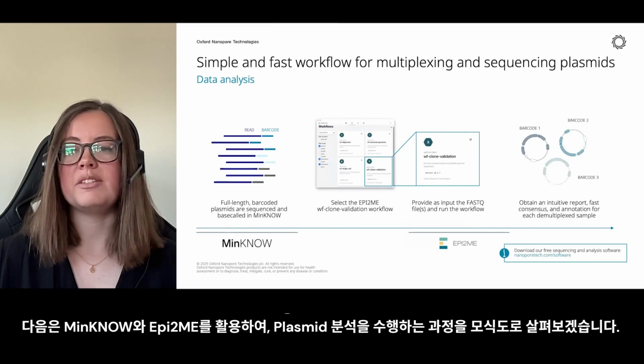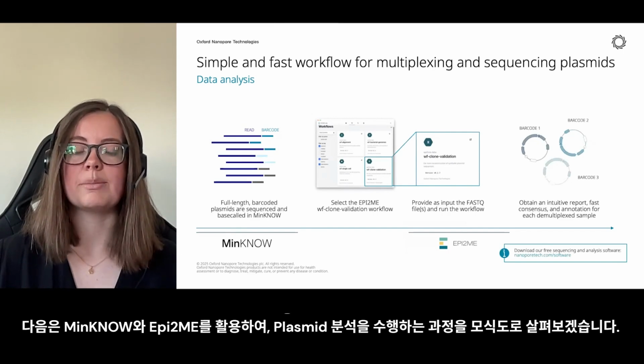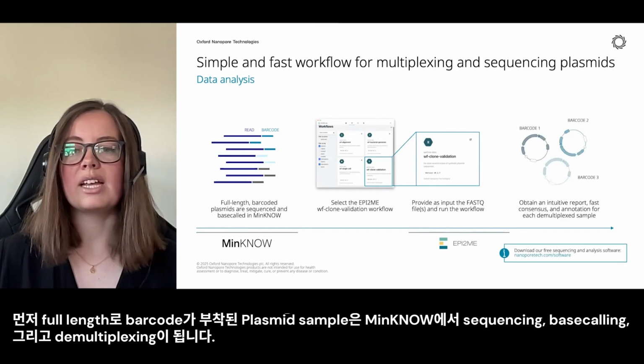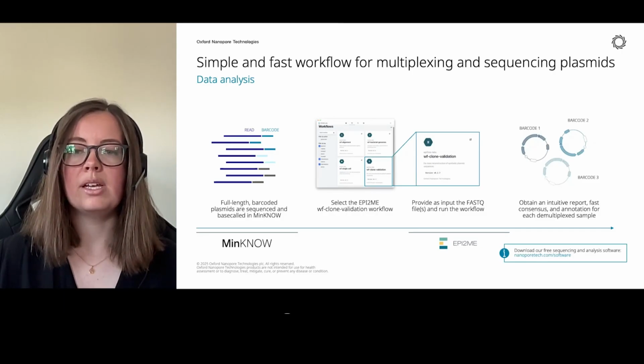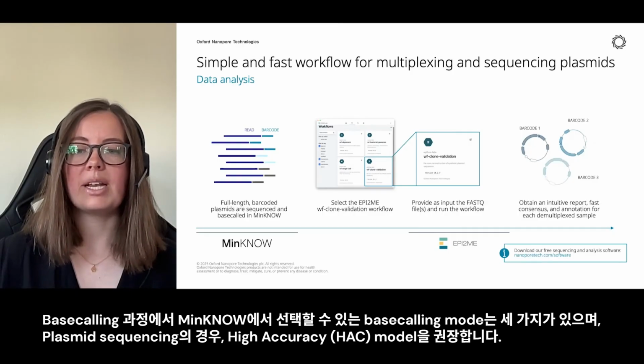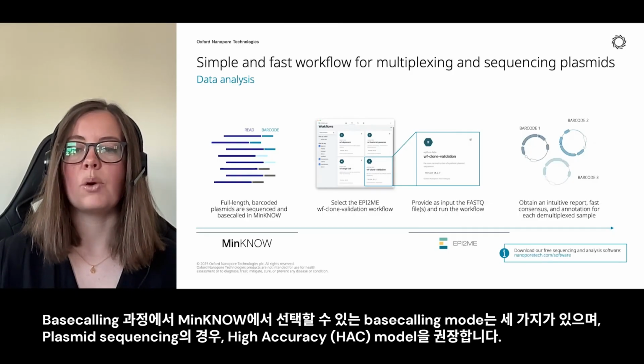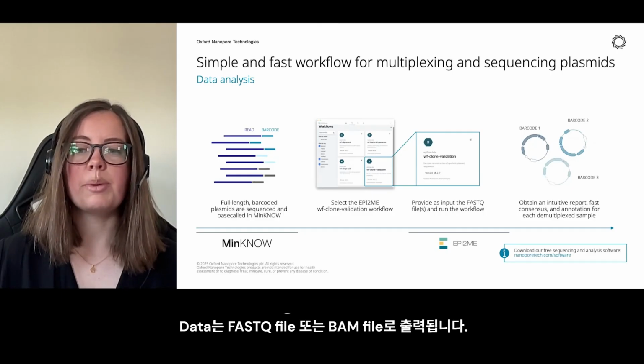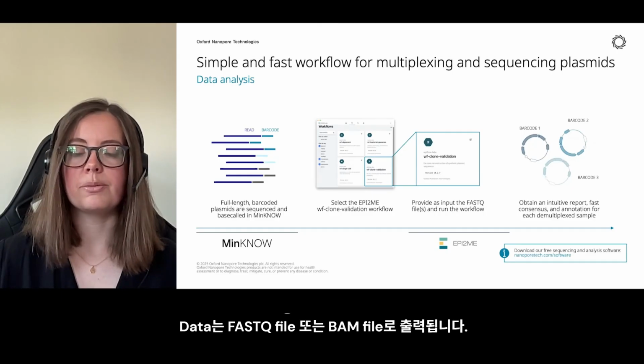Here's how MinKNOW and EPI2ME deliver streamlined analysis of your plasmids. First, your full-length barcoded plasmids are sequenced, base called, and demultiplexed in MinKNOW. There are 3 base calling modes available to select from, and for this application, we recommend the high accuracy or HAC mode. The data will be output as FASTQ or BAM files.